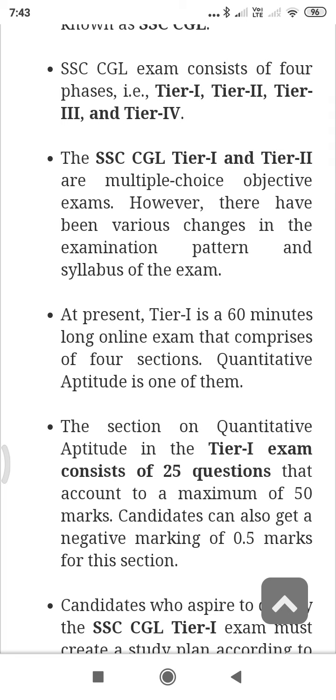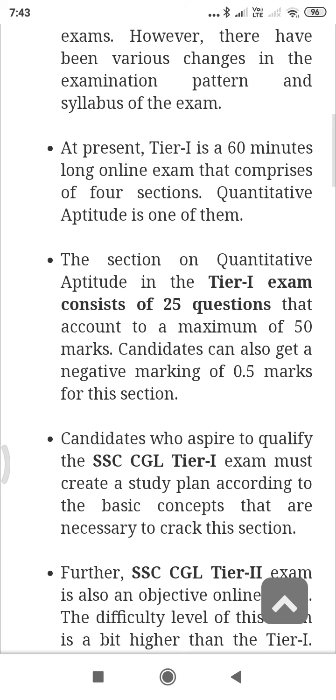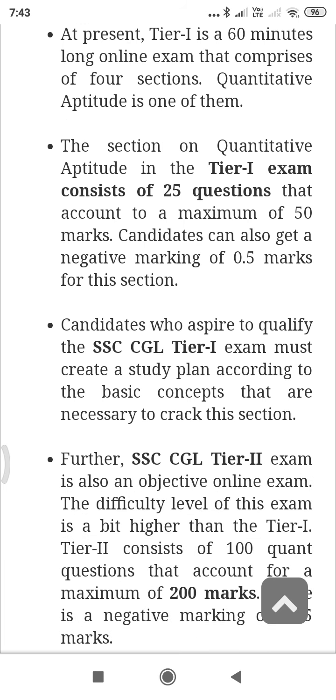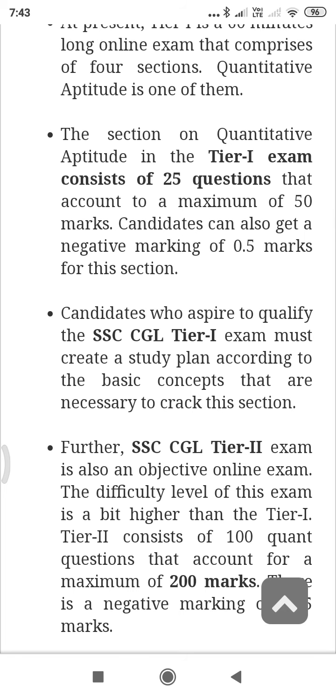However, there have been various changes in the examination pattern and syllabus of the exam. At present, Tier 1 is a 60 minutes long online exam that comprises four sections. Quantitative aptitude is one of the most important sections of the four. The section on quantitative aptitude in the Tier 1 exam consists of 25 questions that account for a maximum of 50 marks. Candidates can also get a negative marking of 0.5 marks for this section.